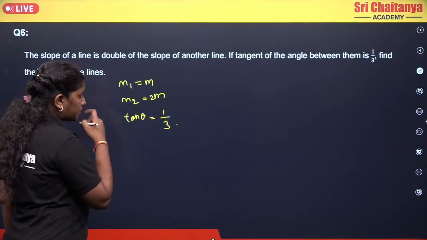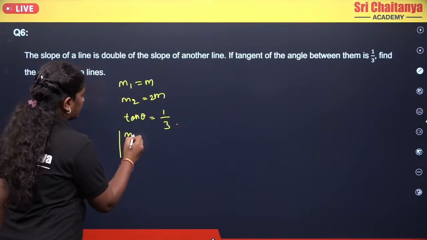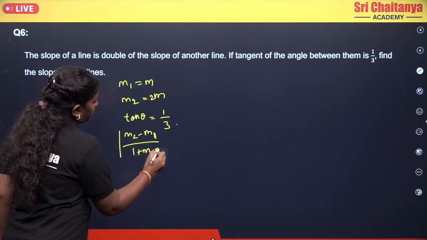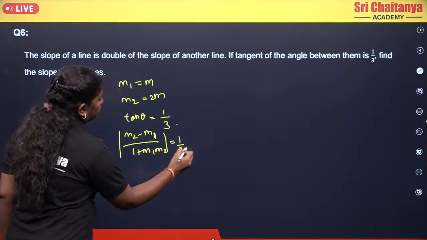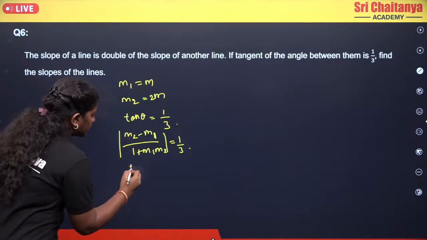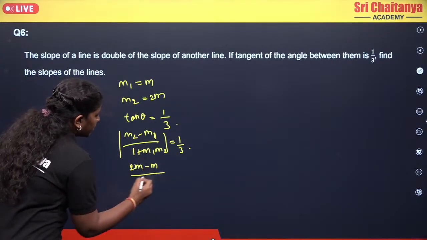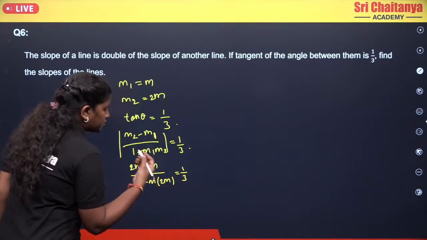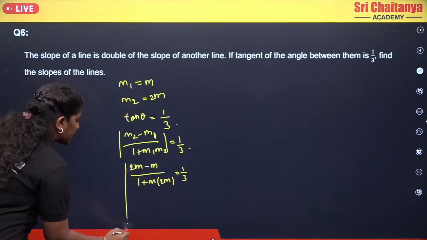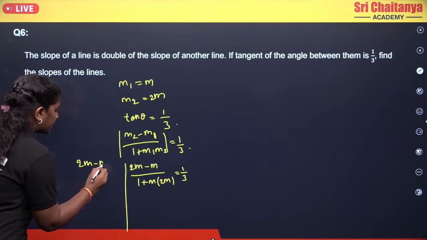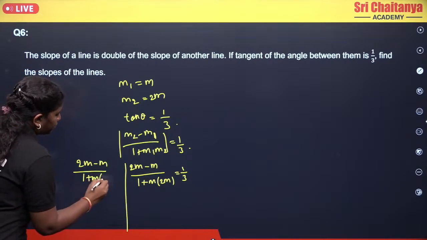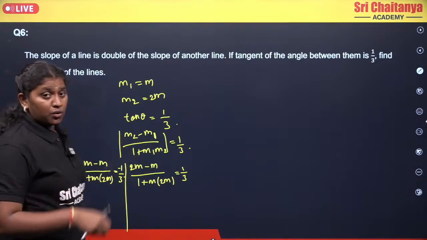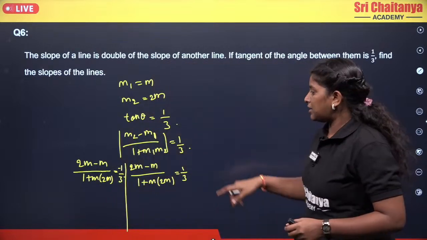In place of tan theta we can take our formula, modulus of (m2 minus m1) by (1 plus m1 m2), which equals 1/3. Now place them here, so that becomes (2m minus m) by (1 plus m into 2m) equals 1/3. Otherwise you can take the minus also, so (2m minus m) by (1 plus m into 2m) equals minus 1/3. Now if you simplify them, you will get the m values.